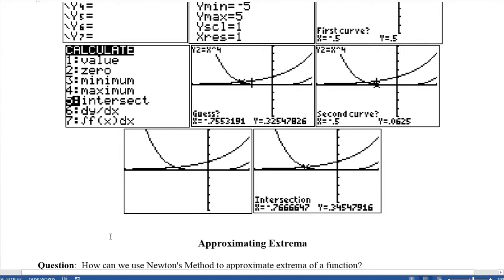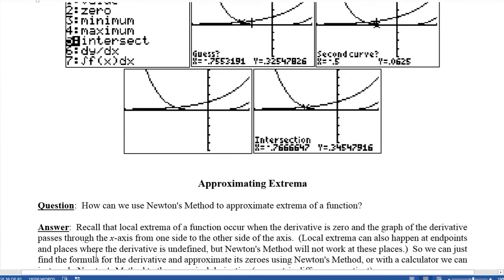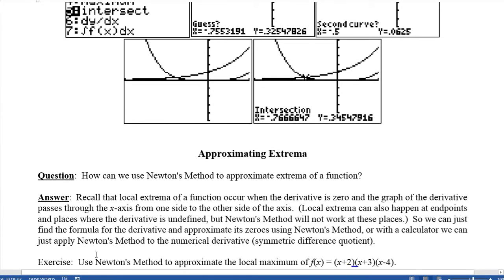Now here's another question for you. How can we use Newton's method to approximate extrema of a function? Well, think about it a second. Extrema of a function, one place they can occur is when the derivative is equal to 0. So we're finding the zeros of the derivative. Now there are some other places extrema can occur. One thing that can happen is at the endpoints of a function, or places where the derivative is undefined.